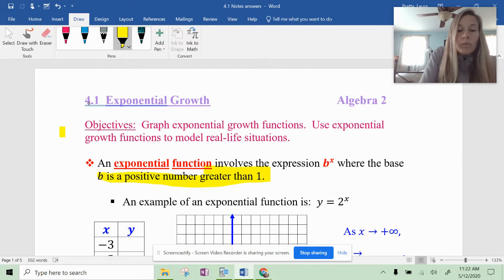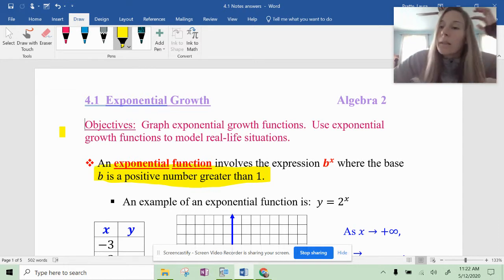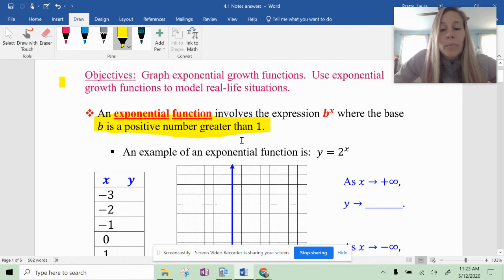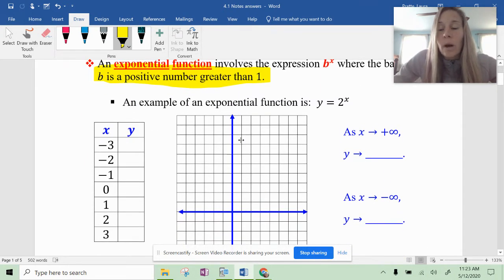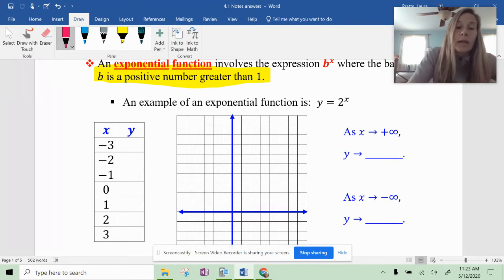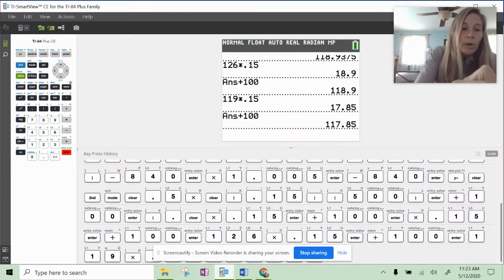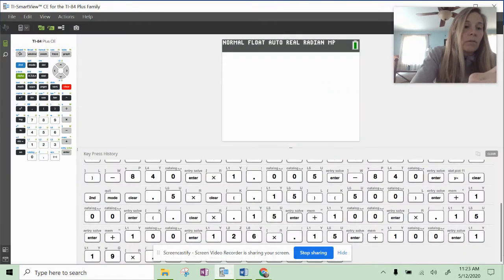Positive number greater than 1, which is what's going to make the outcome grow, and that's why it's called exponential growth. So an example of an exponential function is y equals 2 to the x power. So if we were doing a problem like this, of course you can use your calculator, so you can type this into your graphing calculator and get the chart that way. That's going to be the easiest way to do that, or the quickest way.